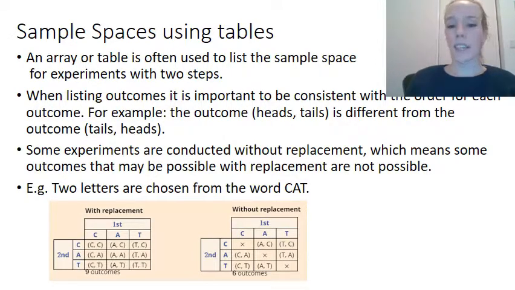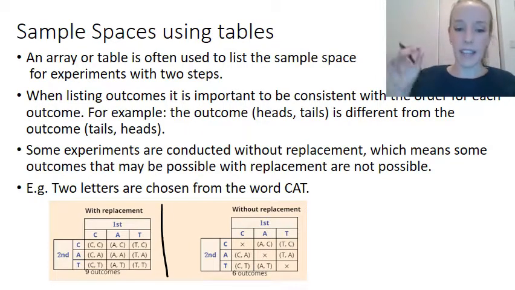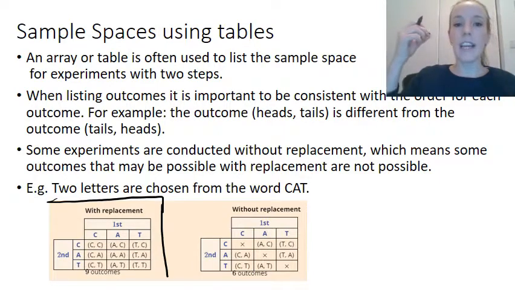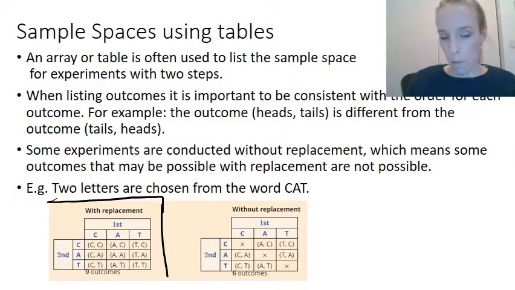Some experiments are conducted without replacement, which means some outcomes that may be possible with replacement are no longer possible. For instance, down the bottom here, we've got two different tables showing drawing letters from the word cat. There are 3 cards cut out with C-A-T and then again C-A-T. In the first experiment there's replacement. So for instance, you draw out the letter C, write it down, put it back in the bag, and you can draw out another letter. Obviously you could draw out C again and you get C, or you could draw out C, put it back in the bag and draw out an A, or any combination of those. So you draw out the letter, write it down and put it back into the bag.